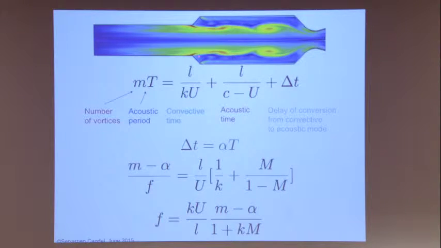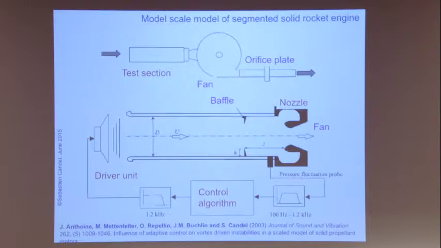And then you have something which represents the delay between the conversion from convective to acoustic mode, for example, here. And when you consider that delta t is a fraction of T, you obtain this expression. So this gives you the conditions where you have this matching between the resonant frequency and the frequencies of these modes. So there you have this mechanism taking place.